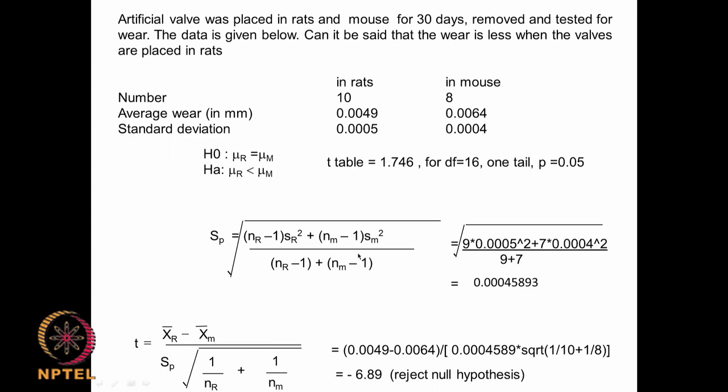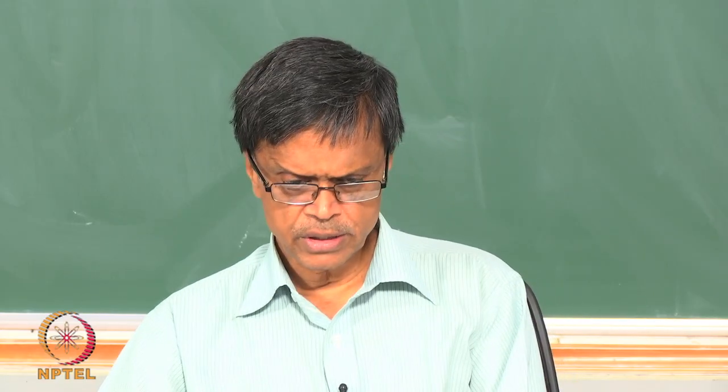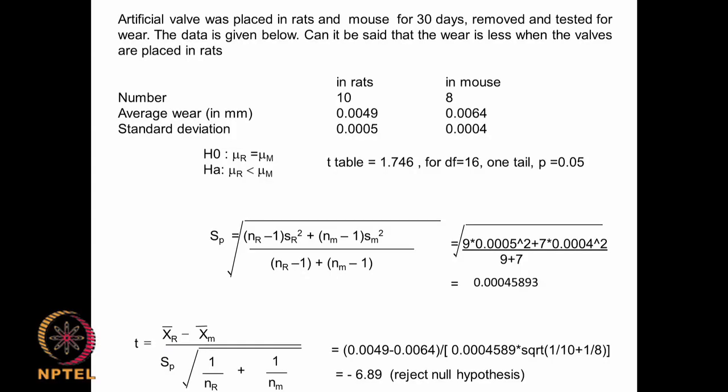Okay. So, whether it is 95 or 99, we can reject the null hypothesis, that means you accept the alternate hypothesis. So, there is a statistically significant difference, that means the wear is much more in rats than in mouse of the artificial wear. So, you see, we have done a lot of these type of problems. I have been showing you quite a lot.